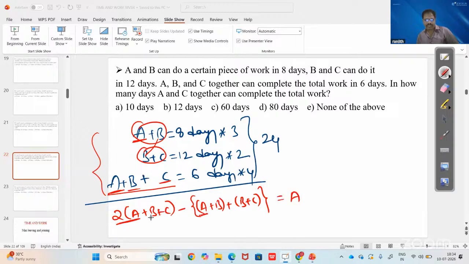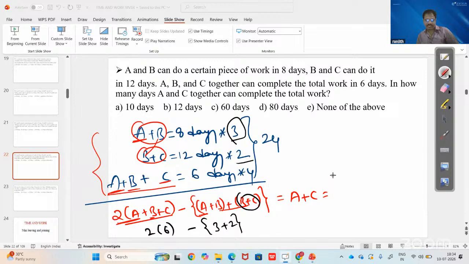2 times B and B, it will be cancelled. 2 times C and C, it will be cancelled, we'll get only one time. 2 times of A plus B plus C, what is the value? That will be equal to 2 times 6 minus, where A plus B equals 3 and B plus C equals 2. So that is 12 minus (3 plus 2) equals 12 minus 5.